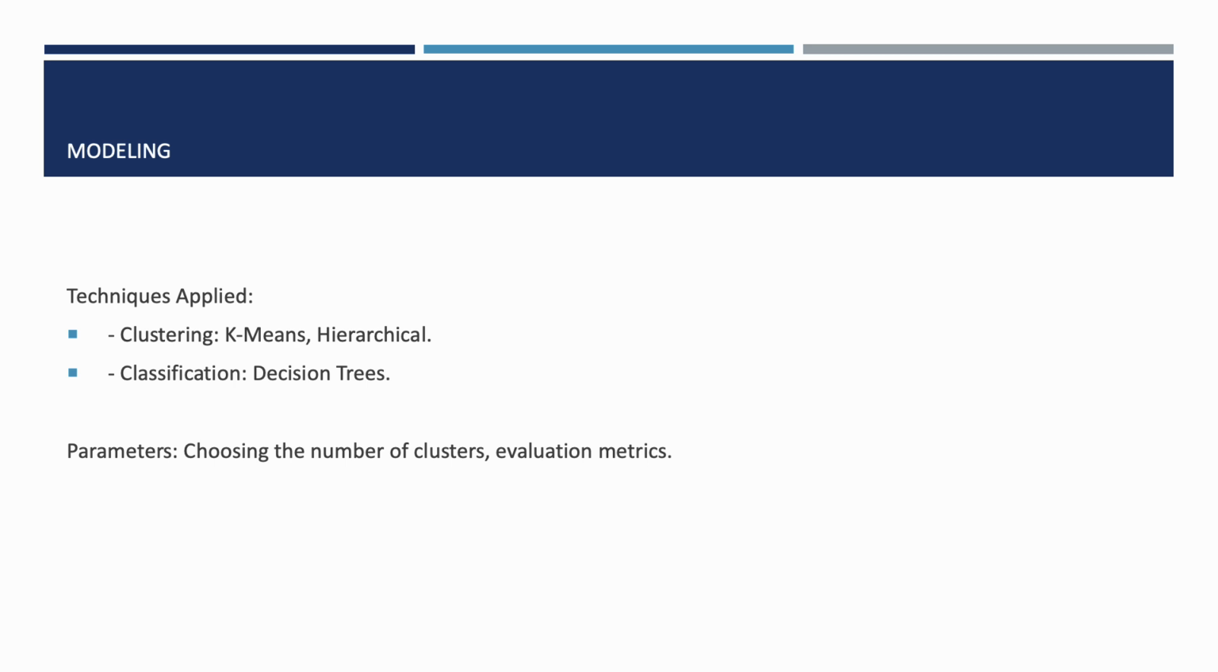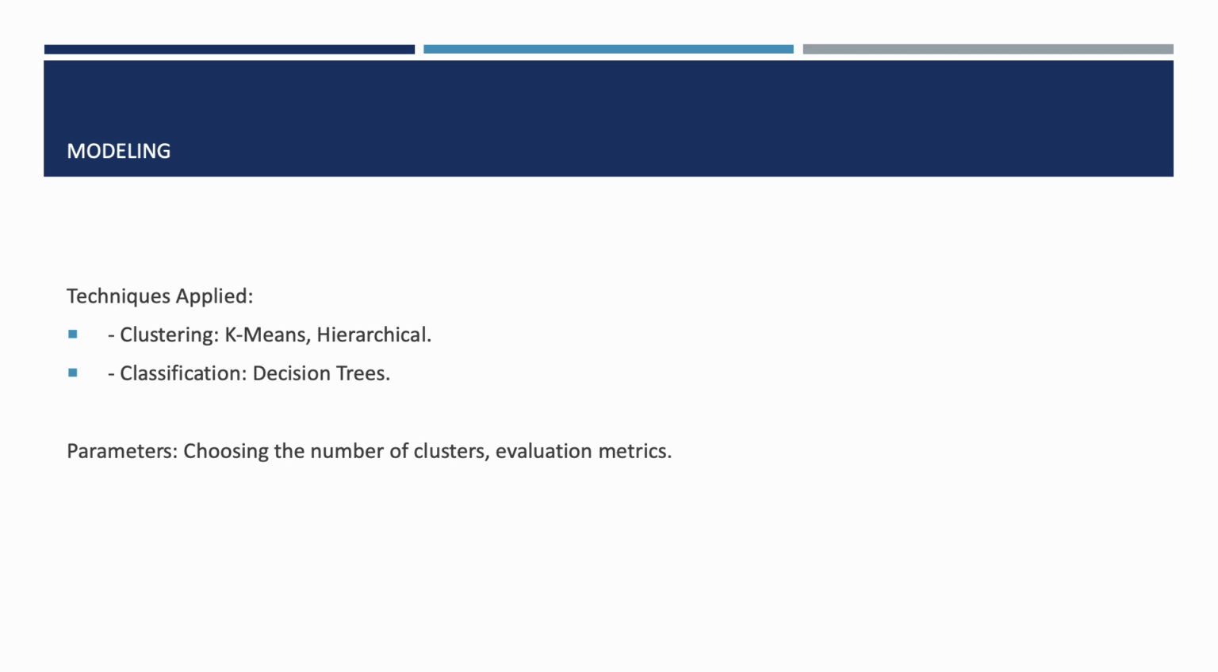Then for the parameters, we have to choose the number of clusters. For k-means clustering, one of the critical parameters is determining the optimal number of clusters, k. This can be done using methods like the elbow method, which helps find the number of clusters where adding more does not significantly improve model performance.